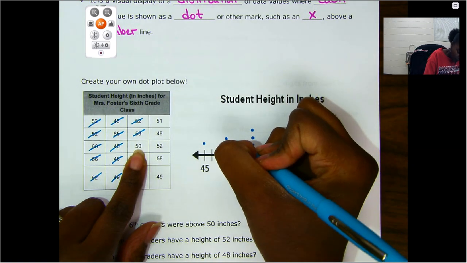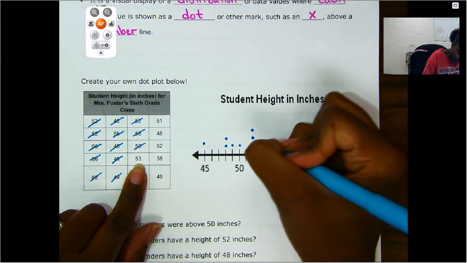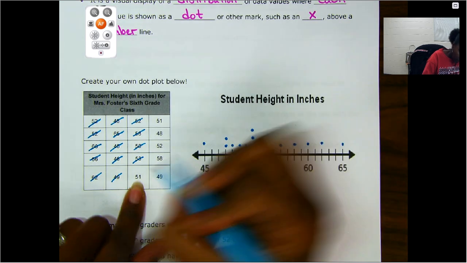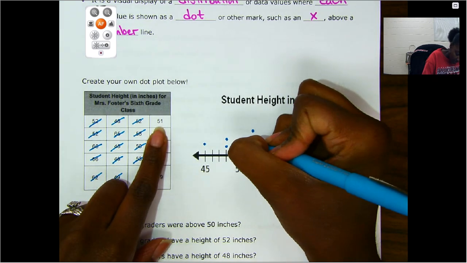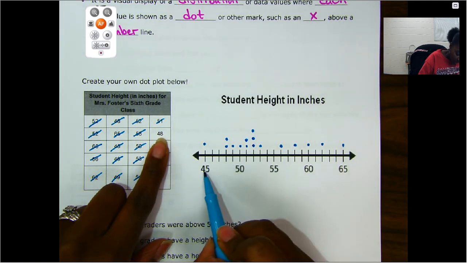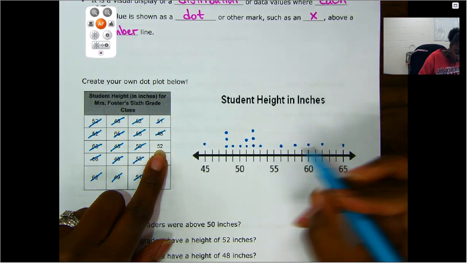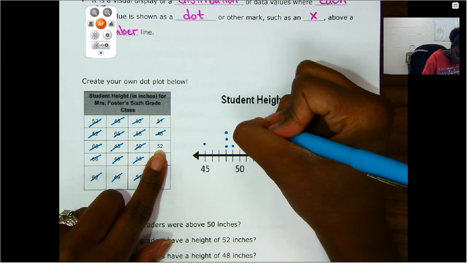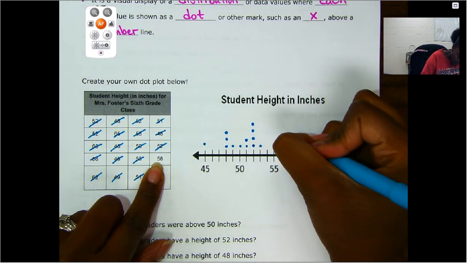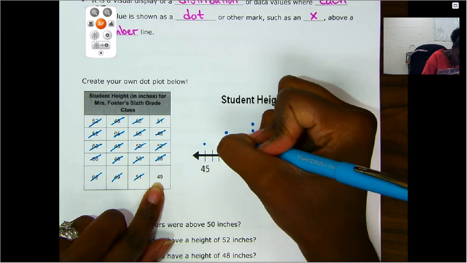50, 53, 50, 51, 52, 53. 51, here's 50, so 51's right here. 51 again. Cross you out. 48, 45, 46, 47, 48. Another one for that one. 52, 50, 51, 52. 58, 55, 56, 57, 58. And finally 49, which here's 50, so 49 must be behind it.